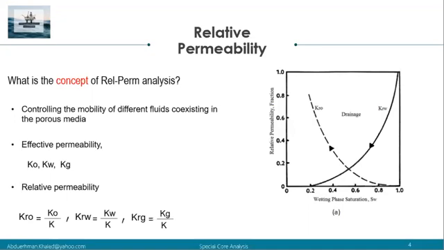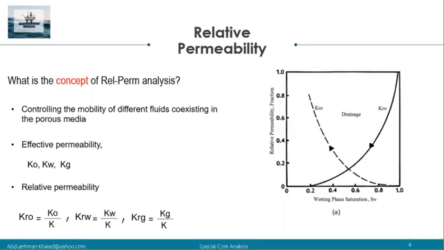If we have more than one fluid, we are now talking about effective permeability, not absolute permeability. And what is the relative permeability? The relative permeability is the ratio of the effective permeability of a given phase, let's say oil, to the absolute permeability, of course in the presence of the other fluids. So now we have the absolute permeability, the relative permeability, and the effective permeability.